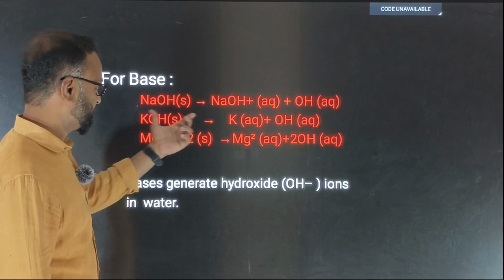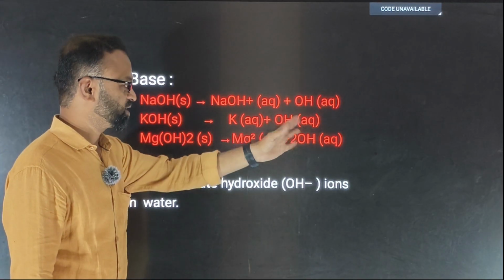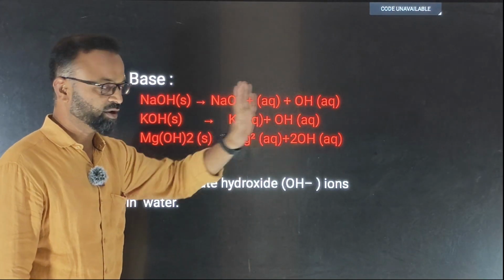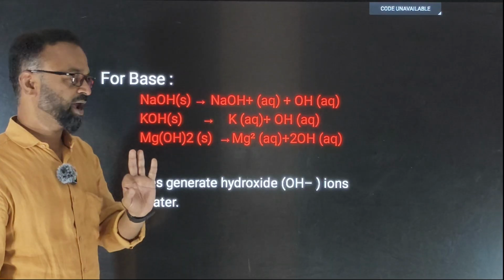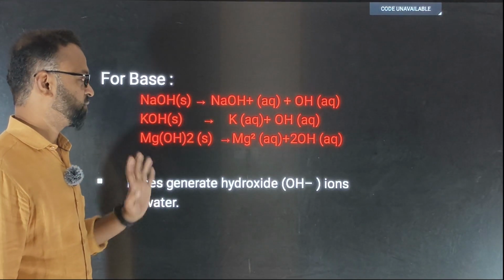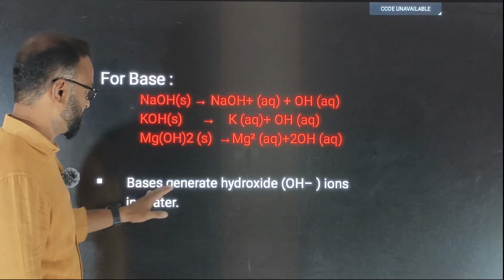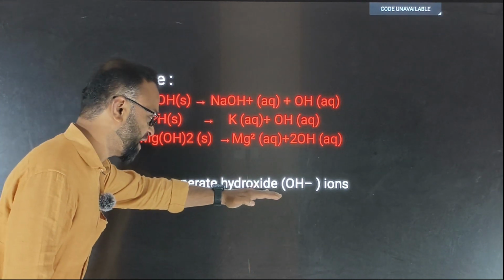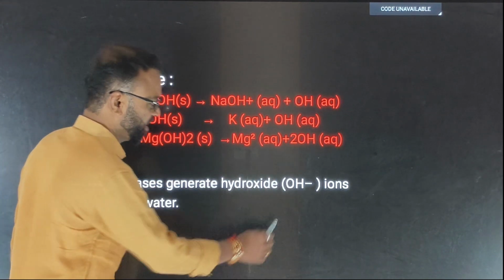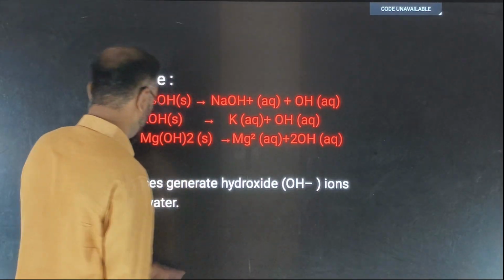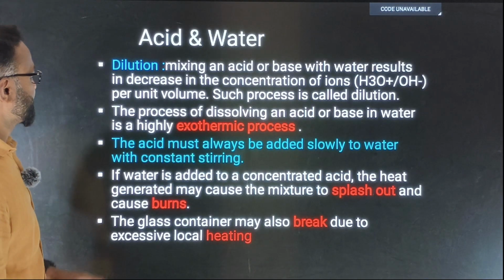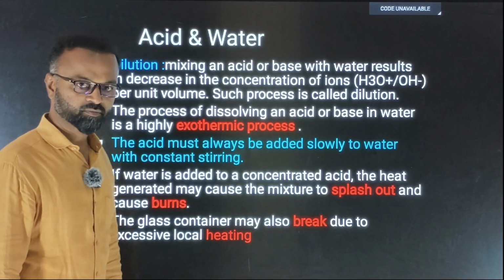Okay, so for bases, same thing here. They will produce Na plus and OH minus ions. The OH minus ion will not again interact with any H2O and will not form any sort of H3O plus ions. Nothing will happen. Bases generate only hydroxide ions, OH minus should come here. Okay, fine.